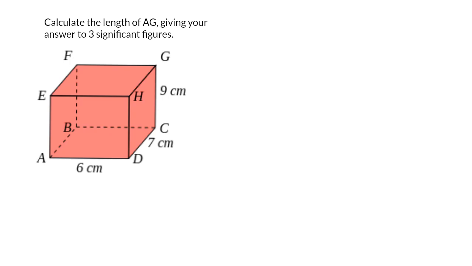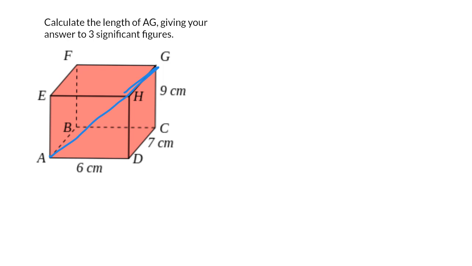In this video, we're going to be looking at Pythagoras in 3D shapes. Now here, we're asked to calculate the length of A to G. A to G is this line here, which is a diagonal going from front to back of the shape.